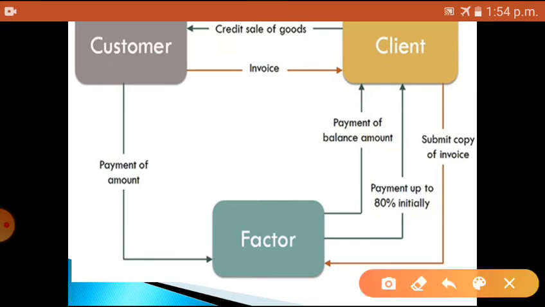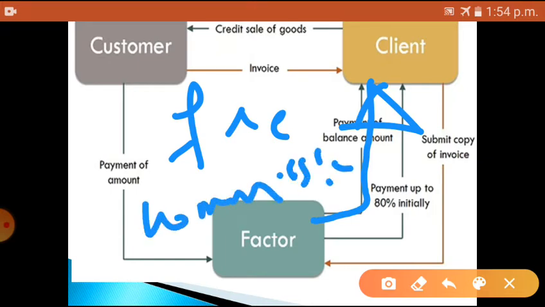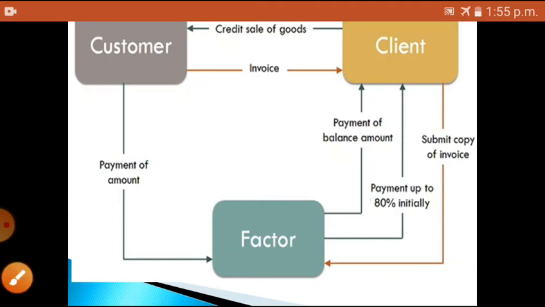Next, the factor pays the balance amount to the client. After paying that balance amount, the factor can charge his fee or commission, which will be on percentage basis. Okay, understood? This is the diagram, or the process, of factoring.